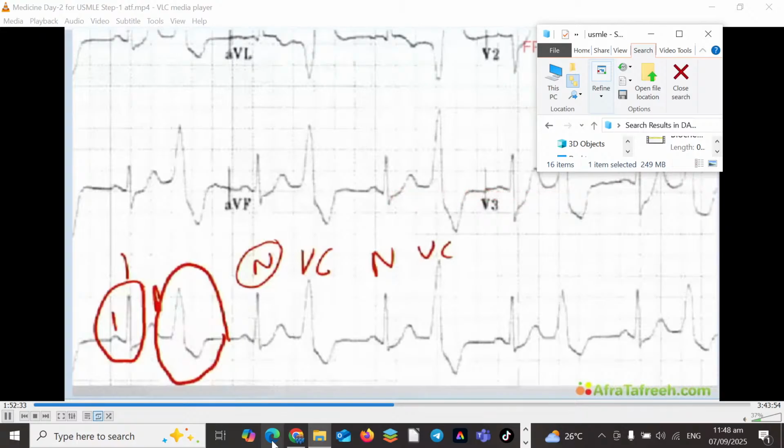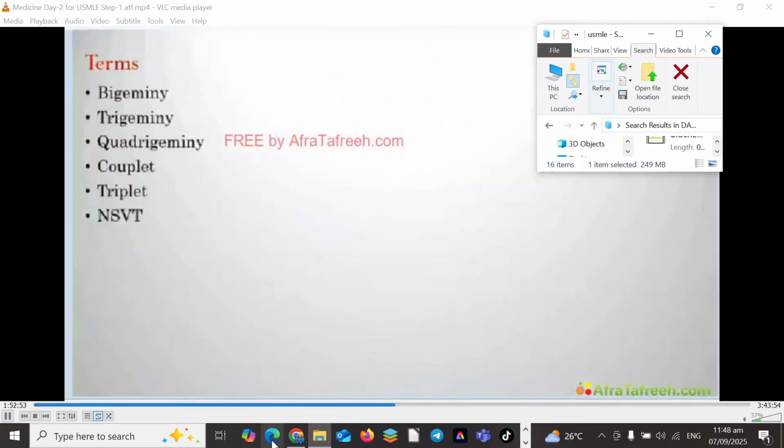If there is an ectopic beat following every heartbeat, it is called a bigeminy. If there is one ectopic beat following every 2 heartbeats, it is called a trigeminy. And if it is after every 3 beats, it is called a quadrigeminy. Not very important to remember, but this is how it is named.